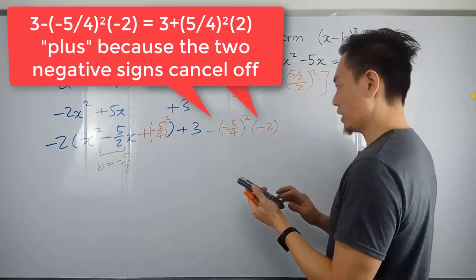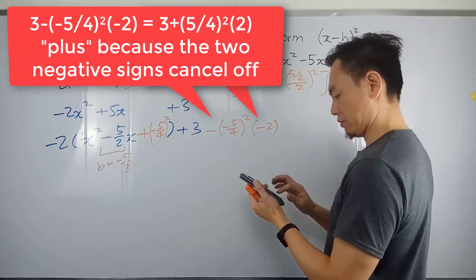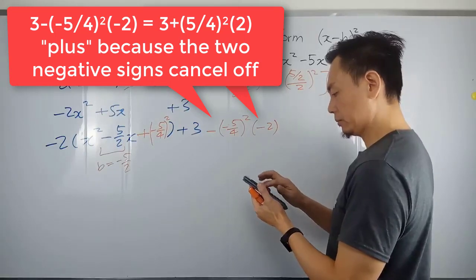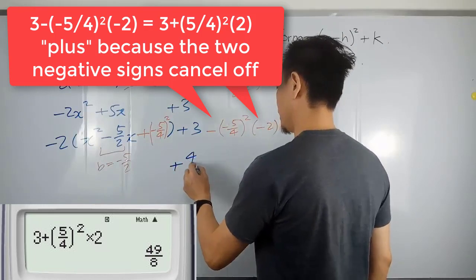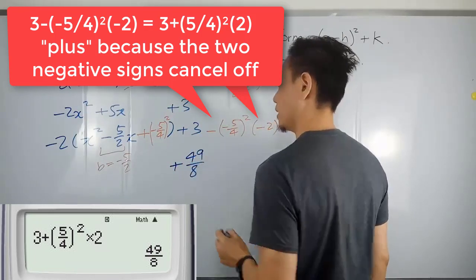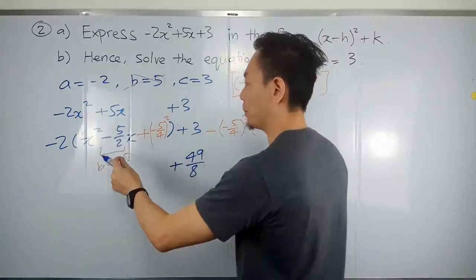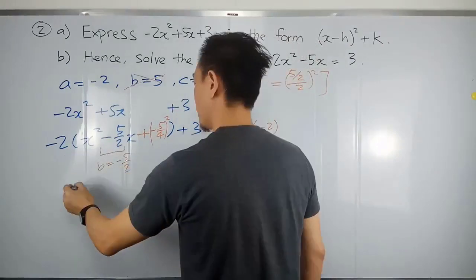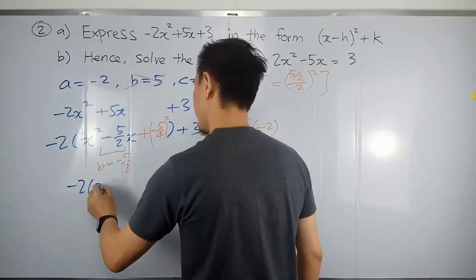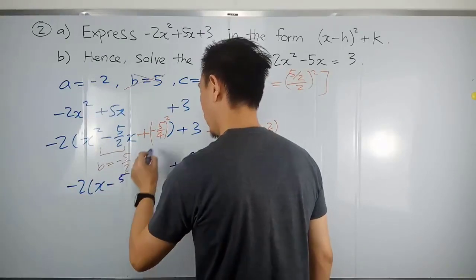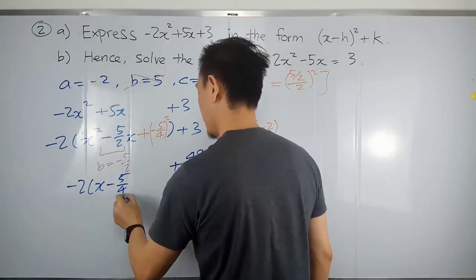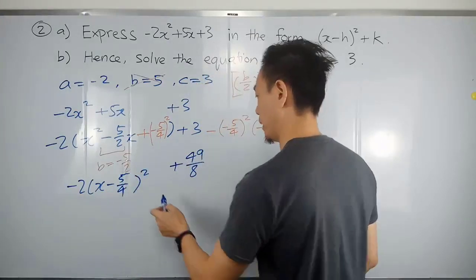And we have 3 plus 2 times 5 over 4 squared. And this is equals to 49 over 8. And this becomes our perfect square, this one. So we have minus 2 bracket x minus, follows the sign here, 5 over 4, bracket square, plus 49 over 8.